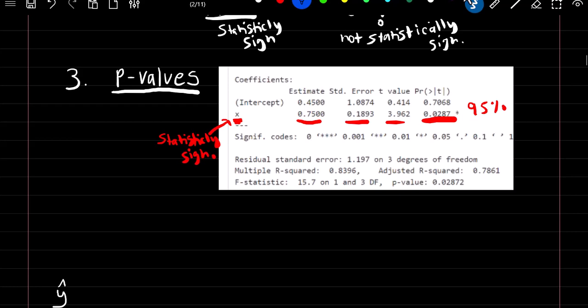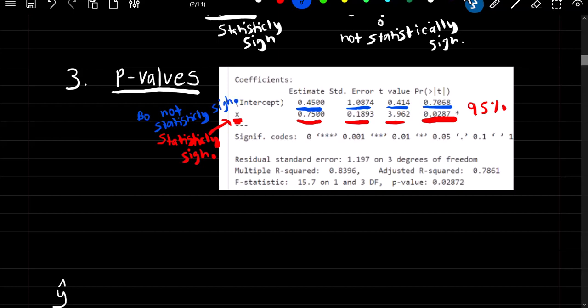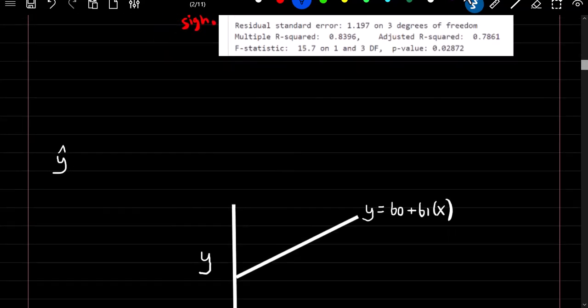Now if we look at our intercept term, it gives an estimate of 0.45, standard error of 1.08, a t-value of 0.414, and the p-value is 0.7068. So we would say that our intercept term, or beta 0, is not statistically significant. So those are 3 ways to check if a predictor is statistically significant.